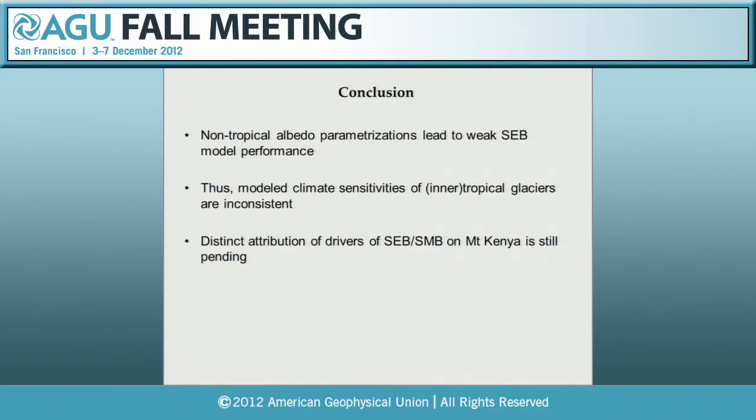Kilimanjaro is 1,000 meters higher. The atmosphere is much drier. It's much colder. Air temperatures on Kilimanjaro are always fairly below zero. And on Lewis Glacier, we are on an elevation where air temperature always is around zero. And these high frequent albedo changes, they clearly cause a problem to our model.